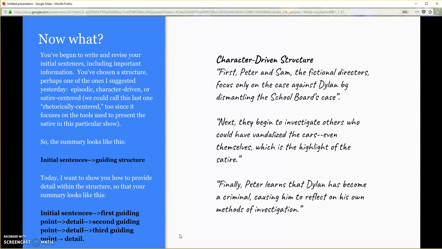The summary and the general guiding principles, what I'm talking about here, that needs to have a logos appeal, a guiding structure. And so I gave you 3 possible ones yesterday. Today, though, instead of just focusing on those power-packed initial sentences and offering you strategies for guiding structures, I want to show you how to provide some detail within the structure. So I want you to listen today as I work on fleshing out one of the structures. I've chosen, as you can see on the right-hand side of the screen, the character-driven logical structure or guiding principle.